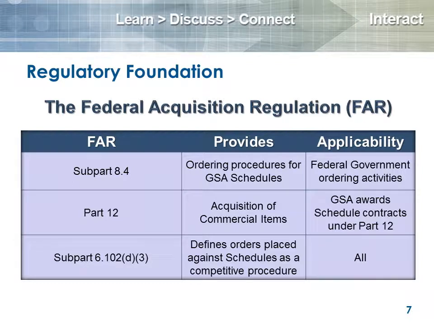the FAR came about on April the 1st of 1984 based upon a statute that came about on the same date. That statute goes by the acronym CICA, and we're talking about the Competition in Contracting Act.